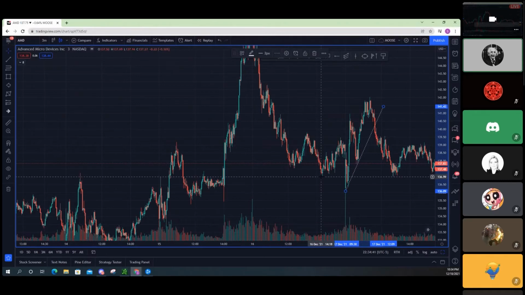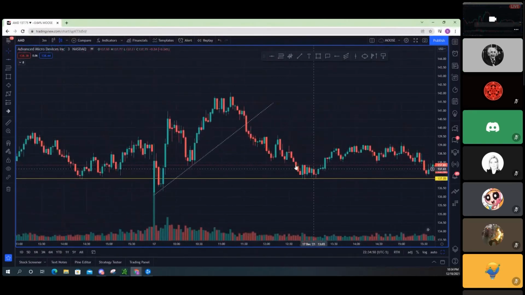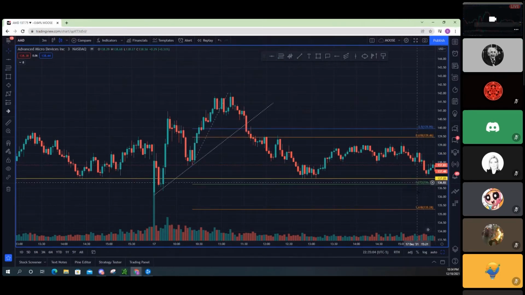So it looks like it's here. Yeah, 137.04, so call it 137.05. If you got this right here on a break, best believe that this is going to be your target. It's going to go to day low. And even if you don't trust me, here you go: my Fib target was 136.73.